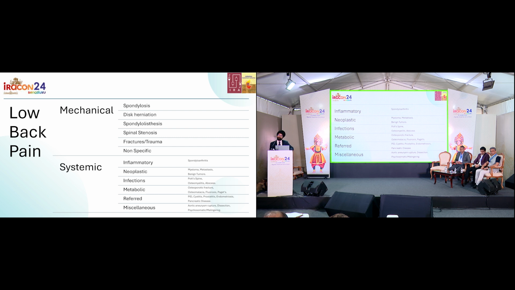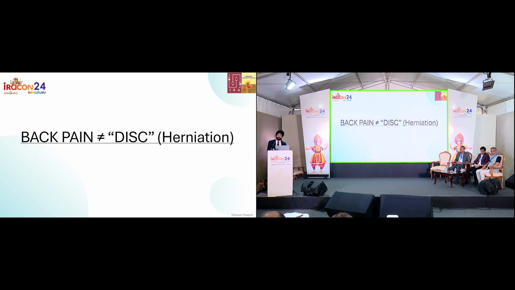Now, back pain can also be referred from an internal organ, for example, a prostatitis, cystitis, or pancreatitis, and miscellaneous and rare conditions like aortic aneurysm, dissection of the aorta, and rarely we get patients with psychosomatic back pain, malingering. Mind you, please do not classify everybody as a malingerer, because back pain is a real issue even if you cannot find the exact cause of it. Back pain in North India, everybody has a disc. So back pain is not always disc herniation. In fact, as I go through the slides, I'll show you that many people with disc herniation do not even have back pain, and vice versa.